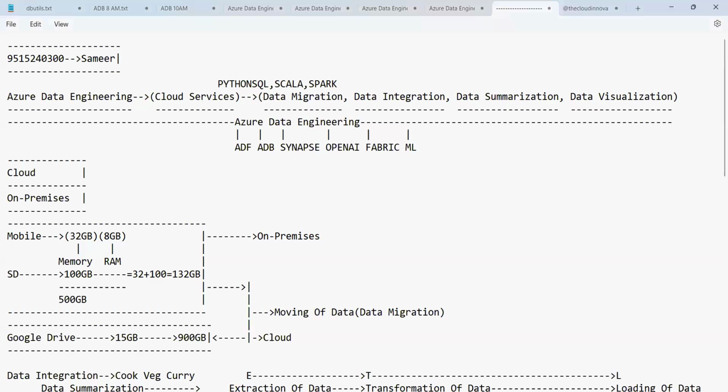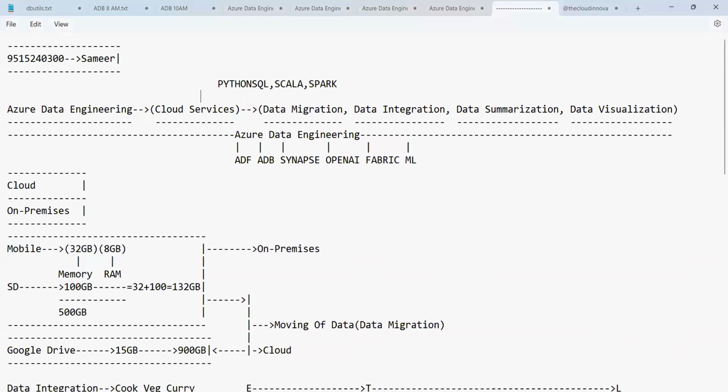And one more very important trending technology which is required here is PySpark, which is the combination of Python and Spark.